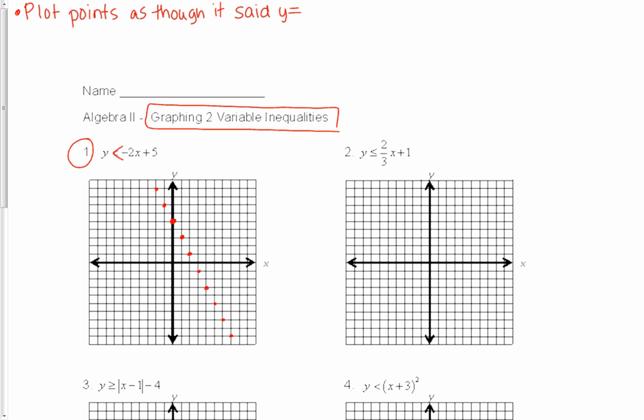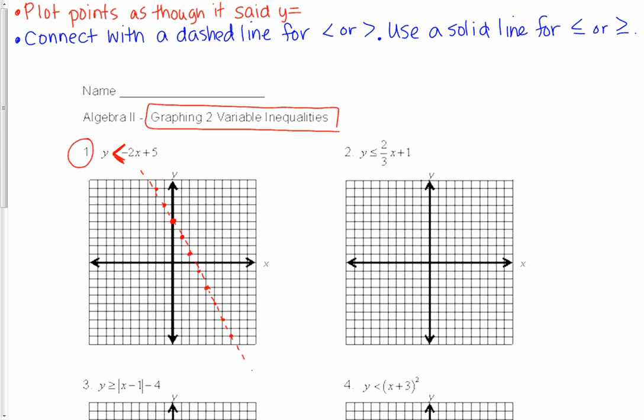Now the difference comes when it's time to connect the dots. What I have is just a less than symbol. There's no equal to symbol. So when I connect, I'm going to connect with a dashed line. Oops, I went a little crooked at the end. I connect with a dashed line because what we have is a less than or a greater than. We would use a solid line for a less than or equal to or a greater than or equal to. So in number 2, I have less than or equal to. That's going to be a solid line in this picture.